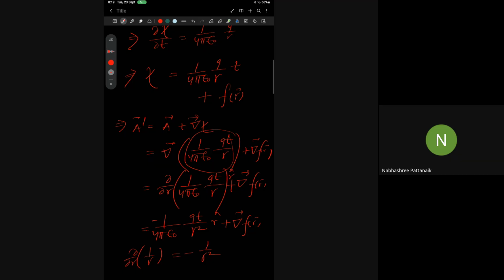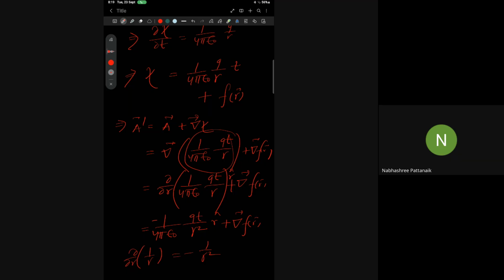The main point is that the dynamics should not change. That means electric field and magnetic field should not change. But without changing electric and magnetic field, we can simultaneously, mark the word simultaneously, change the scalar potential and vector potential. Once you understand gauge transformation, then Lorentz gauge and Coulomb gauge are special cases.